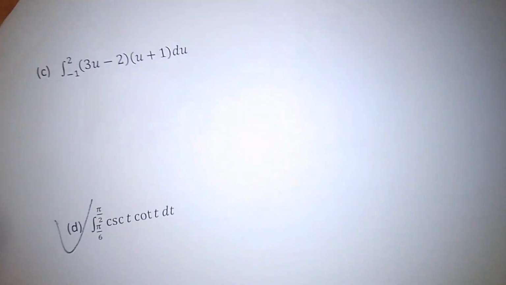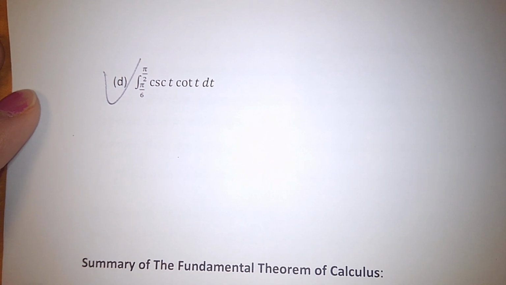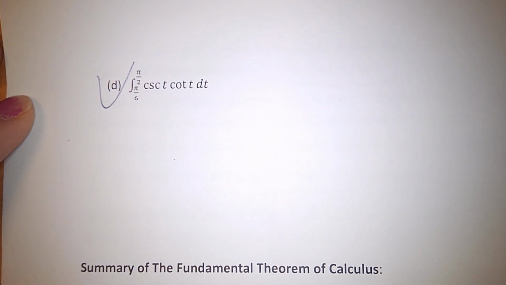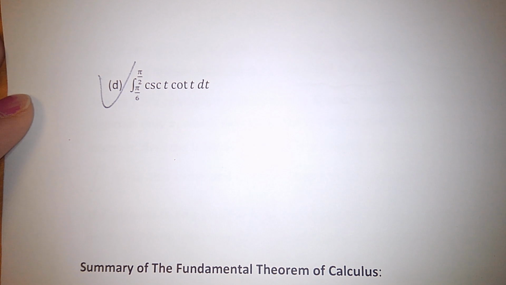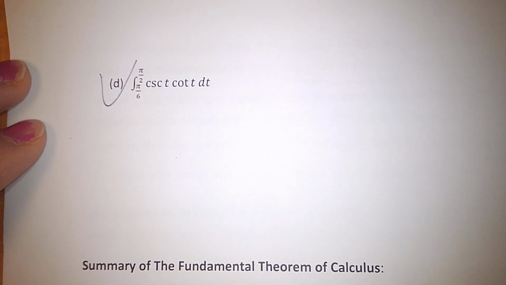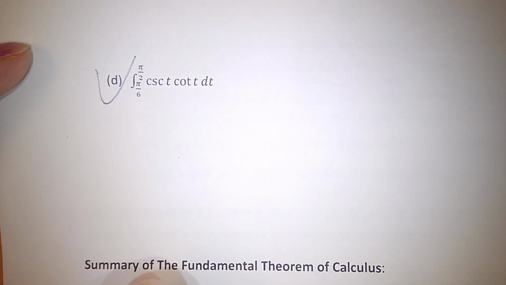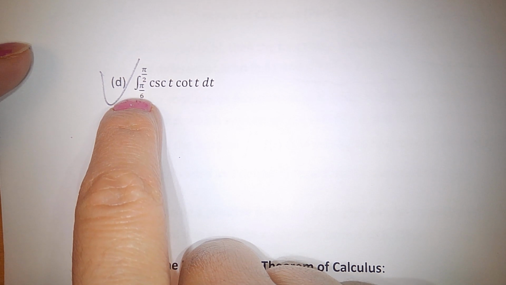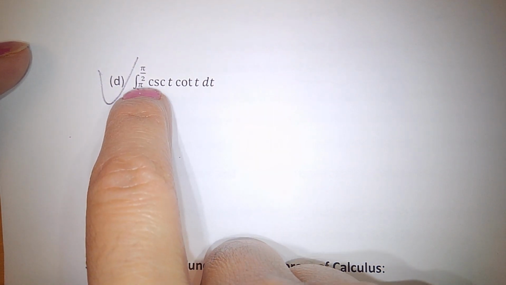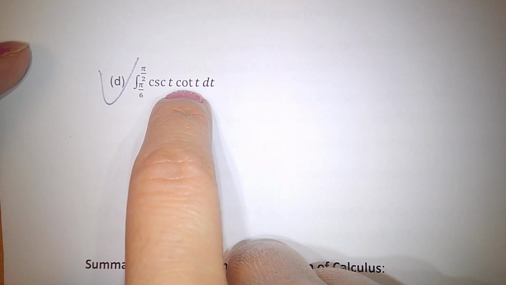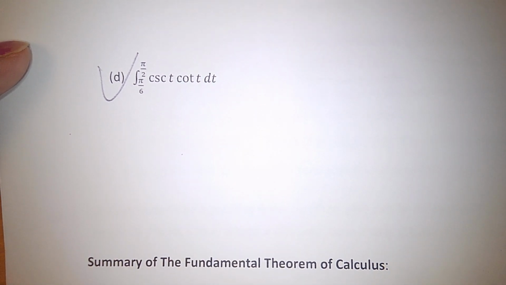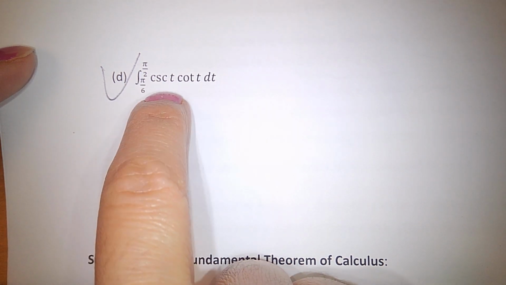Another question is here, the number D. It's a trig question. So that's why I want you to read it, okay? And the other two questions you can try. So let's look at this question. Lower limit is pi over 6, upper limit is pi halves. Cosecant t times cotangent t dt. Oof. So complicated. What is cosecant t?